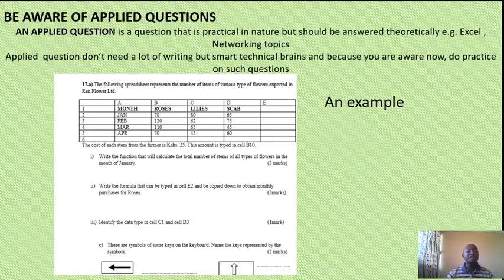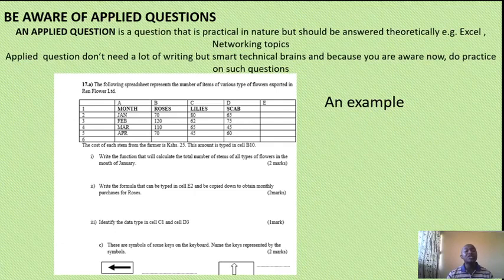Okay, my point is, applied questions don't need a lot of writing, but smart technical brains, and because you are aware now, do practice on such questions. Therefore, my advice to my students is always tackle applied questions, but I will not advise you to tackle them if you score 0. Since we still have time to do revision, tackle a lot of applied questions because they are actually repeated, only that the wording is different.